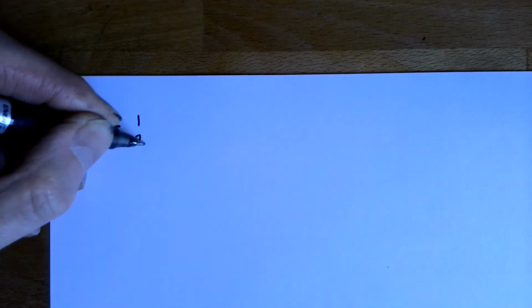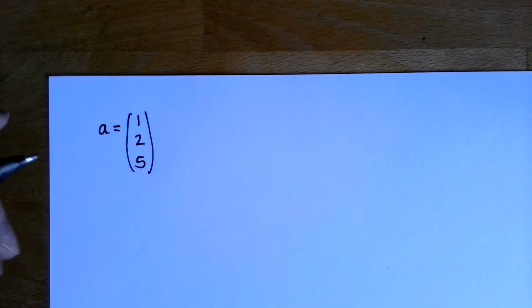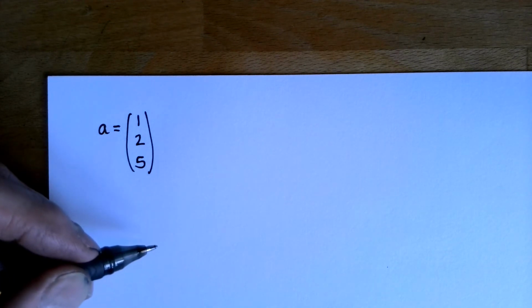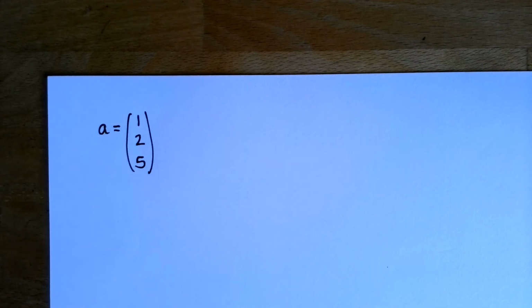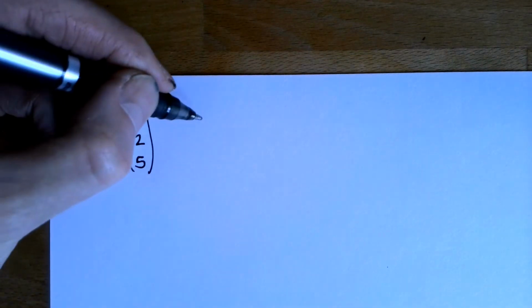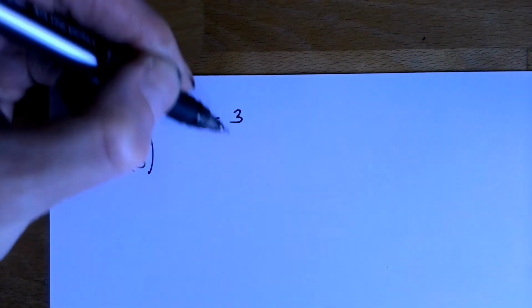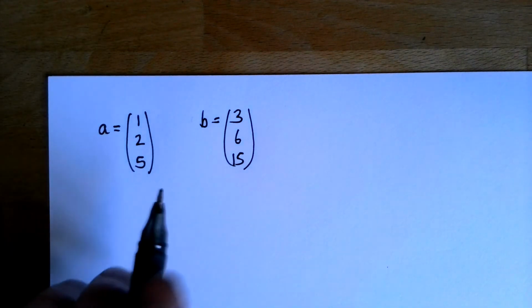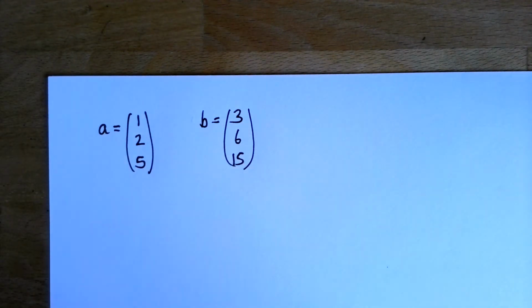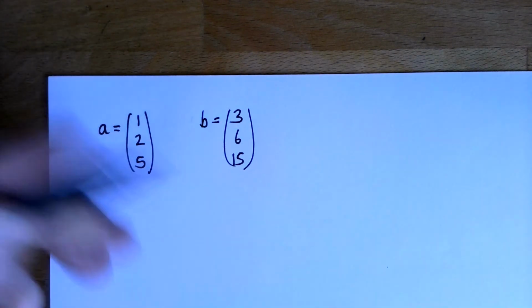Okay, so now I just want to talk about vectors being parallel. So let's take a vector. That's a journey of 1 unit in the x direction, 2 units in the y direction, and then 5 units in the z direction. Any vector where all 3 of those get multiplied by the same number will be parallel to that vector. So for example, this vector here, those two are parallel because there's a multiplier of 3, and that works for all 3 of the values.